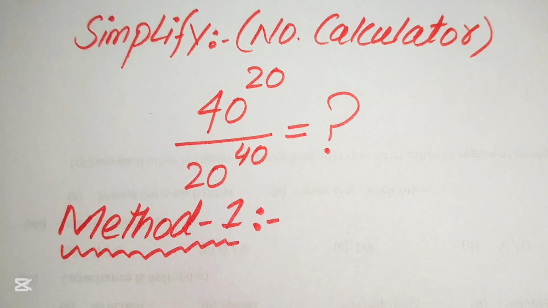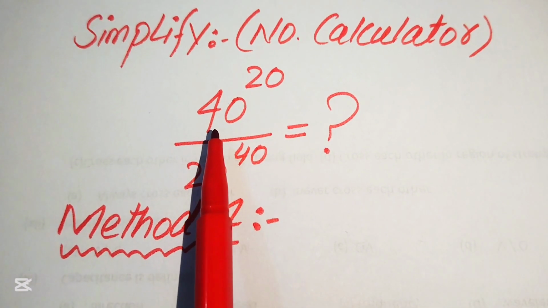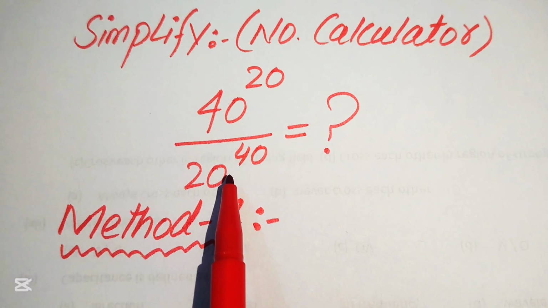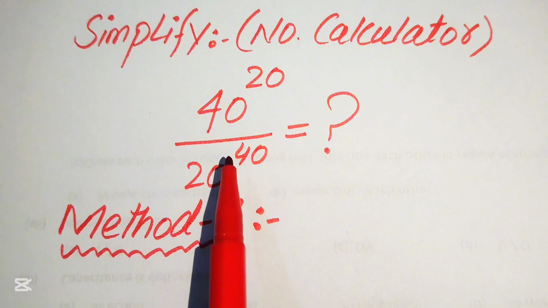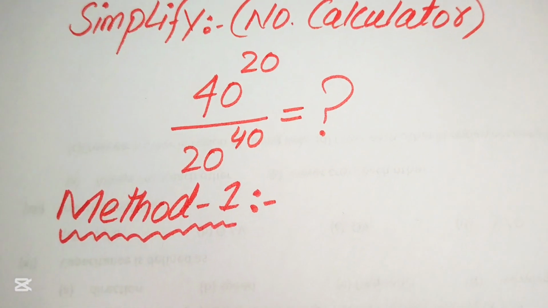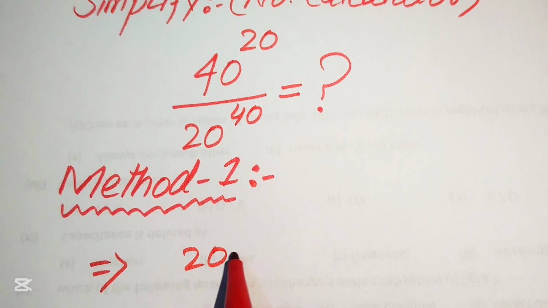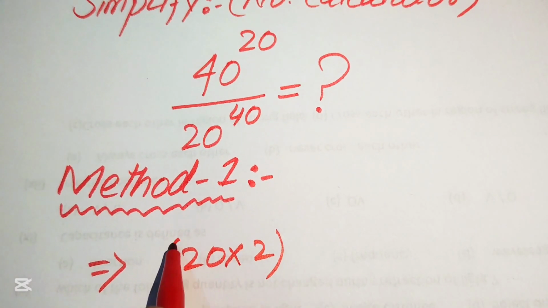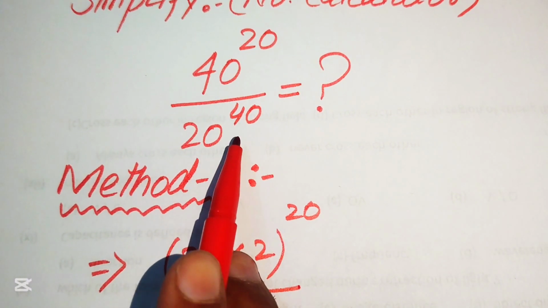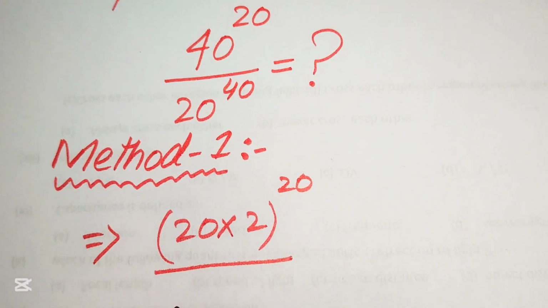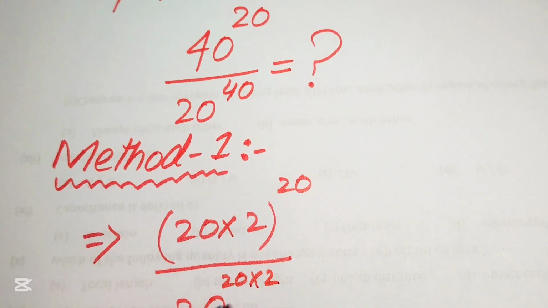Here the very first step we are going to do is to focus on the base of the numerator term and the exponent of the denominator term. We break this 40 in both terms, numerator and denominator. We know that 40 equals 20 times 2, and its exponent is 20, divided by 20 to the power of 40, which we write as 20 to the power of 20 times 2.